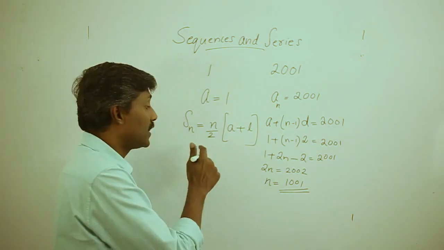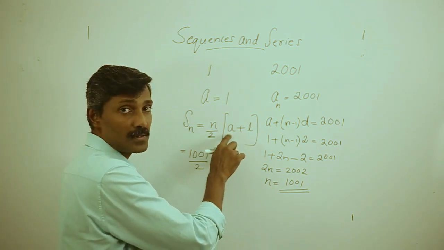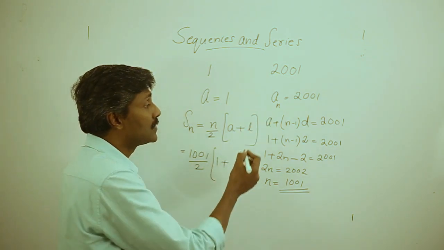Now let's substitute the value of n here. So this is equal to 1001 by 2 into first term plus last term. I know the first term is 1 and the last term is 2001.